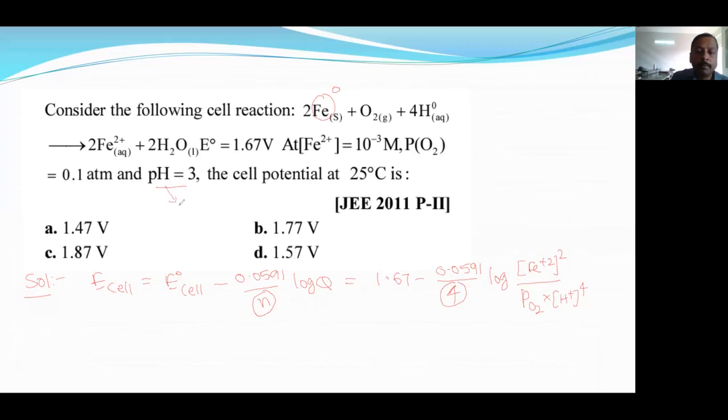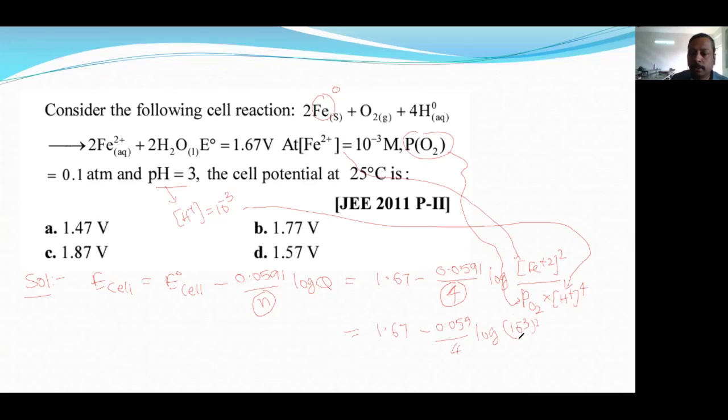From the pH, we can find that H plus concentration is equal to 10 to the power of minus 3. This is to be substituted here, along with the partial pressure of O2 and the Fe2 plus concentration. On substituting, E cell is equal to E naught, 1.67, minus 0.0591 divided by 4 into log of Fe2 plus, which is 10 to the power of minus 3, whole squared, divided by partial pressure of O2, which is 10 to the power of minus 1, into H plus concentration, 10 to the power of minus 3, to the power of 4. On simplifying, we will get option D.